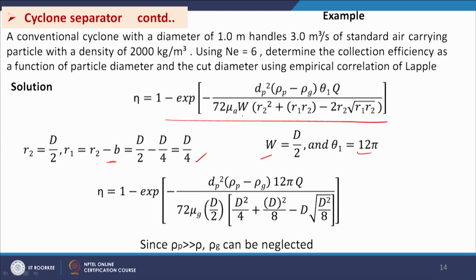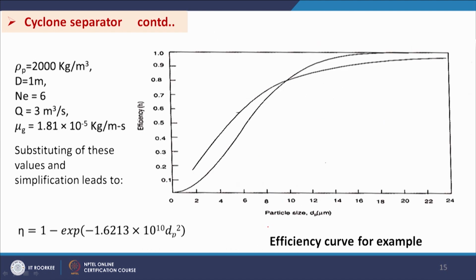So, we will be putting these values in this expression, and we get that the efficiency is equal to 1 minus exponential of minus 1.6213 into 10 to the power 10 into dp square. So, the first part, where we were asked to express the efficiency in terms of dp square, is solved. If we put different values of dp, the efficiency value will change as per this graph and as per this expression.